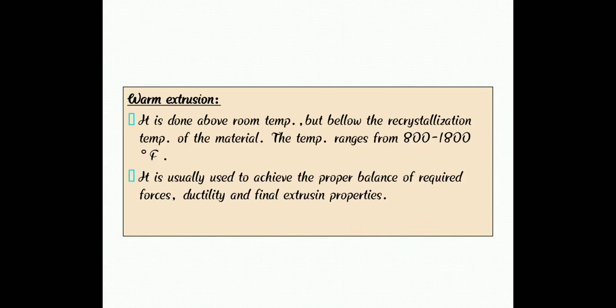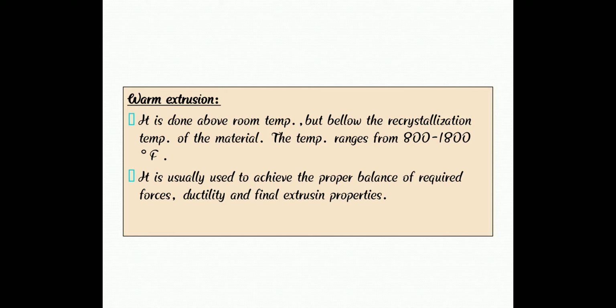So welcome. Today we will see the remaining types of extrusion process, used for cooking, or which can also be used to extrude engineering materials like steel or other substances. So far we studied hot extrusion and cold extrusion. Now we will see warm extrusion.